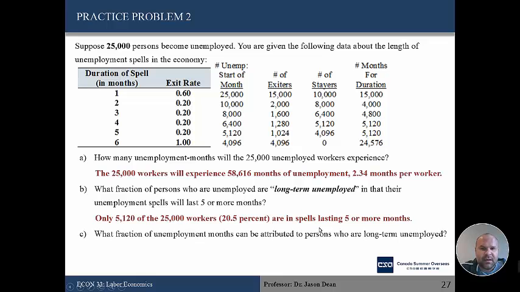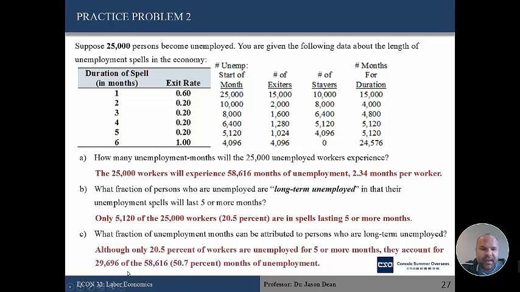Next question asks, just in terms of the unemployment months, what can be attributed to the long-term unemployed? Well, we know that in terms of months of unemployment, that's going to be this number plus this number, and then we're just going to divide that by the 58,616. And so basically, out of all of the months of people being unemployed, roughly 50% are for long term. So 29,696 divided by 58,616 is 50.7%.